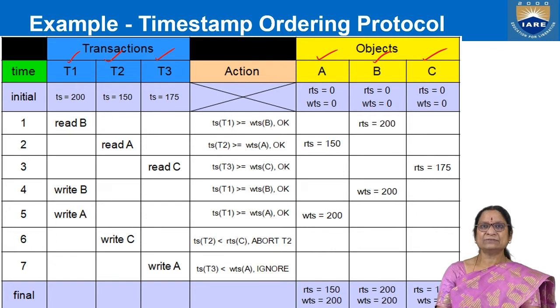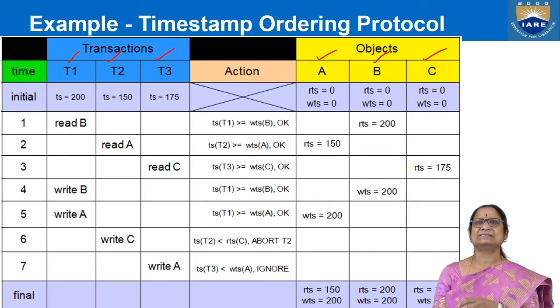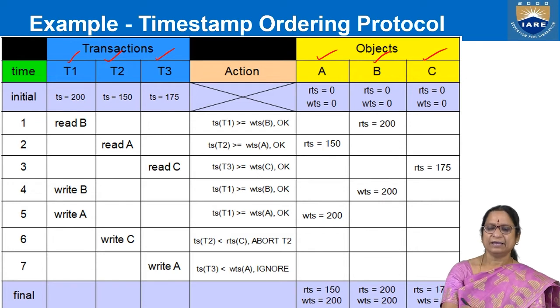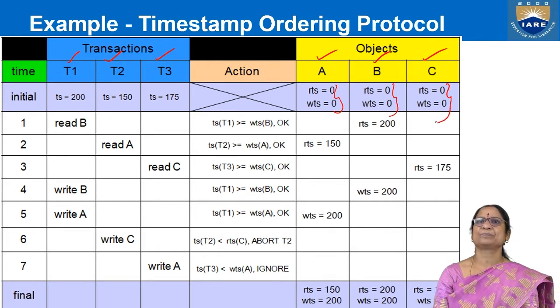Now, T1, T2 and T3 are allocated the timestamps 200, 150, 175. That means T2 is oldest, then T3, then T1 entered our system, in other words. When they enter here, the first one is read B. Initially A, B, C have these initial values, 0, 0, 0, 0, 0, 0.